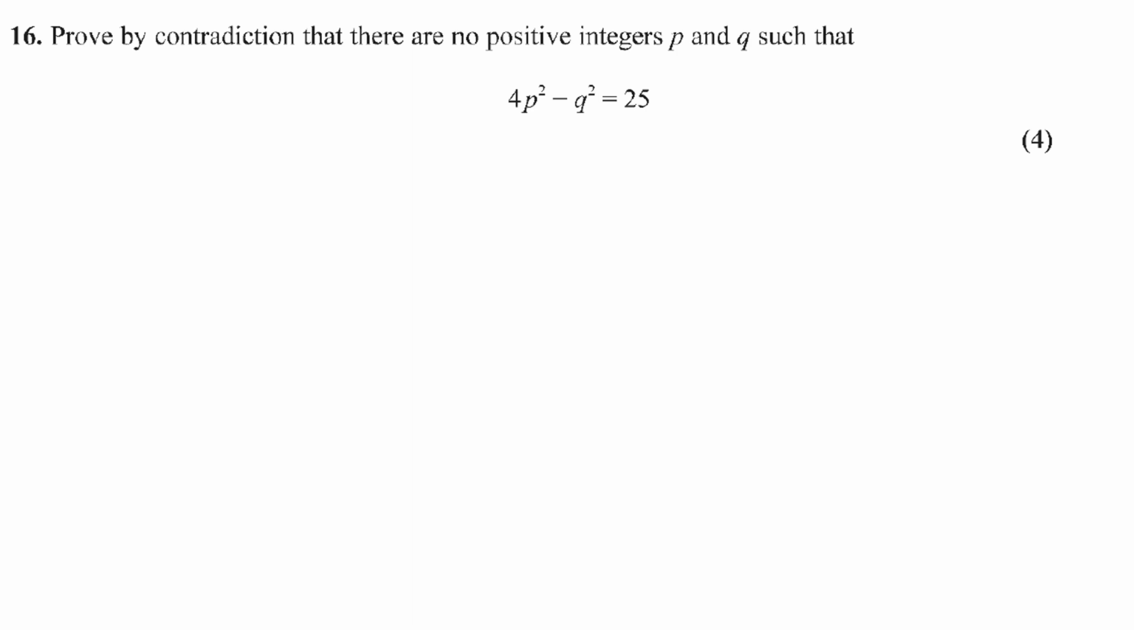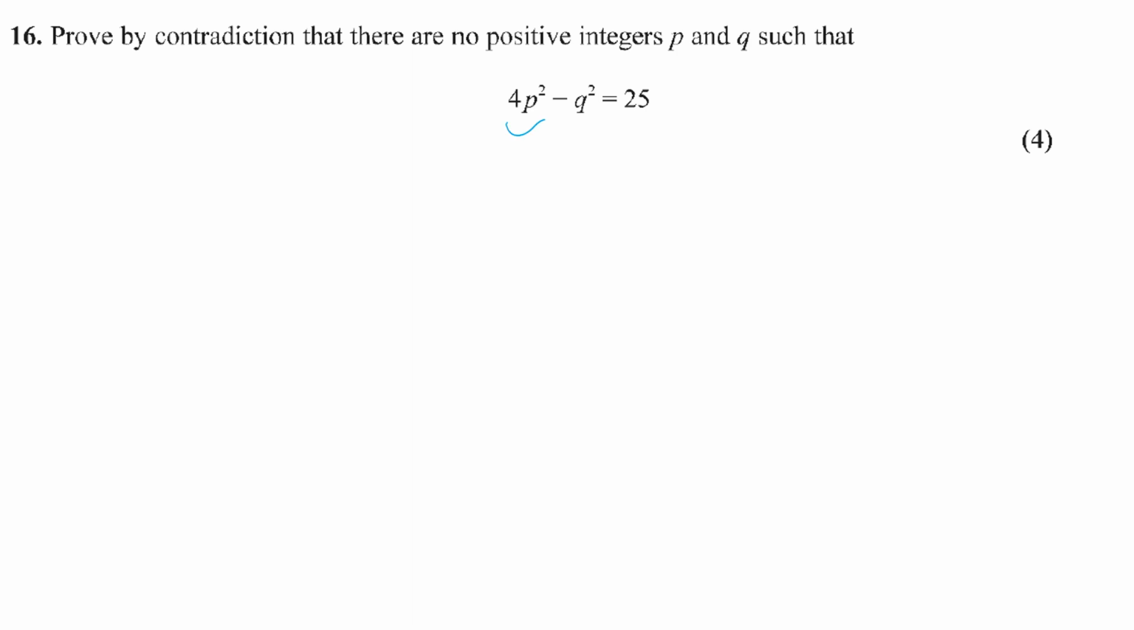Here's another proof by contradiction question. We're being asked to prove that there are no positive integers p and q such that 4p squared minus q squared equals 25. There are no positive whole numbers that will make that equation work. So because you're doing proof by contradiction, your opening statement will be that you are going to assume that there are positive integers p and q to make that work. So you can try a few numbers in and see if it works, but you won't be able to find any. But we need to prove that.